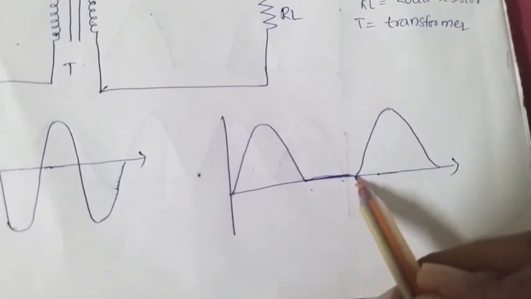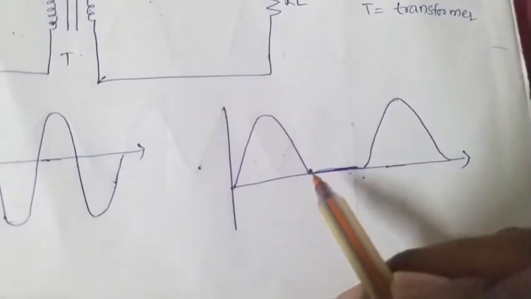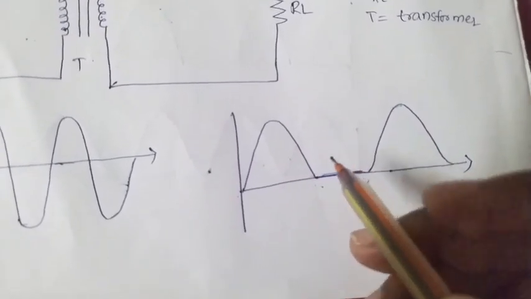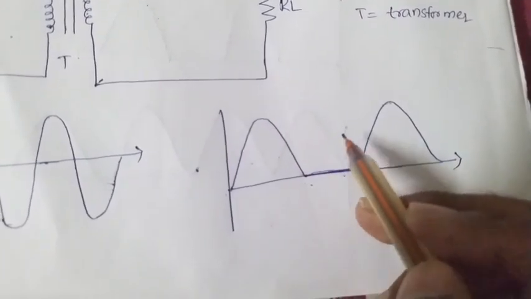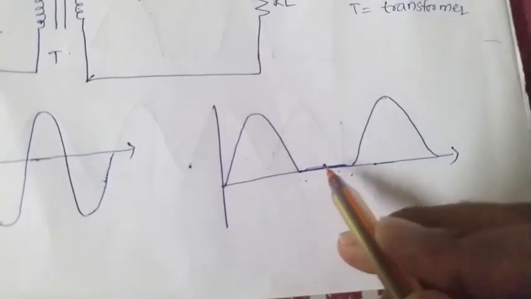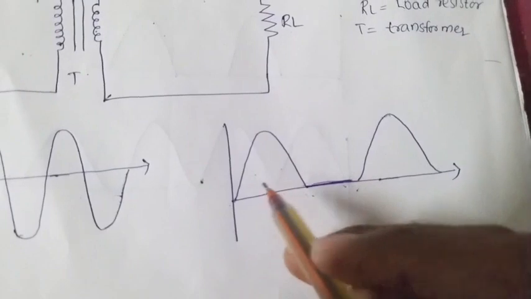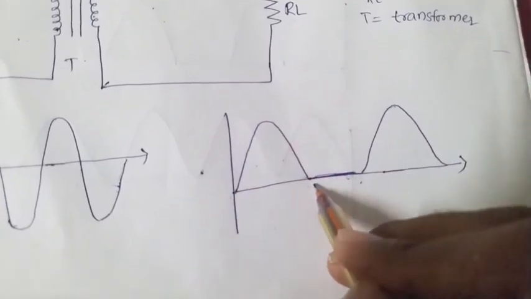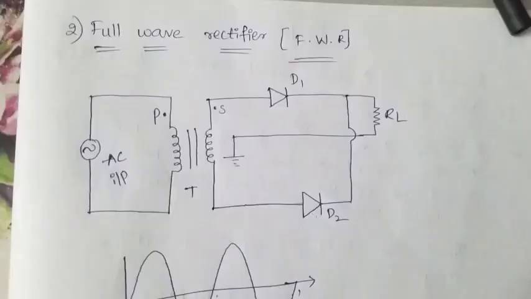Here we can observe that there is no cycle, neither positive nor negative, which means when the diode is in reverse bias, it acts as an open switch and no current passes through it. So that's why no signal is generated. Here we can see that the half wave rectifier provides only the positive half cycle.